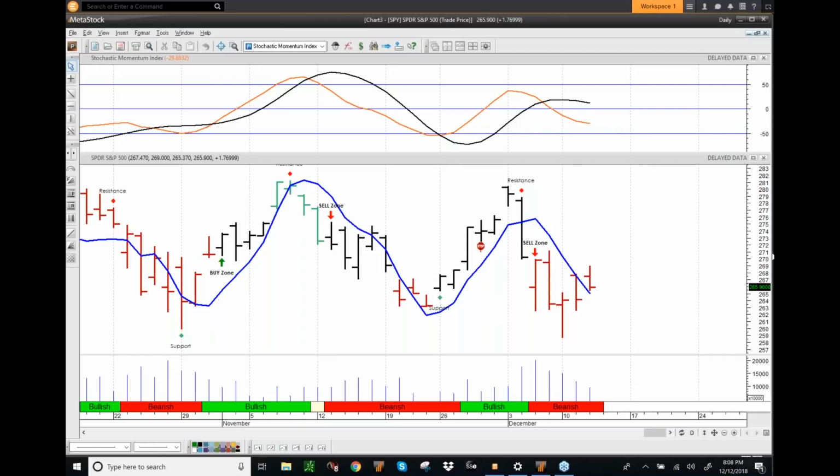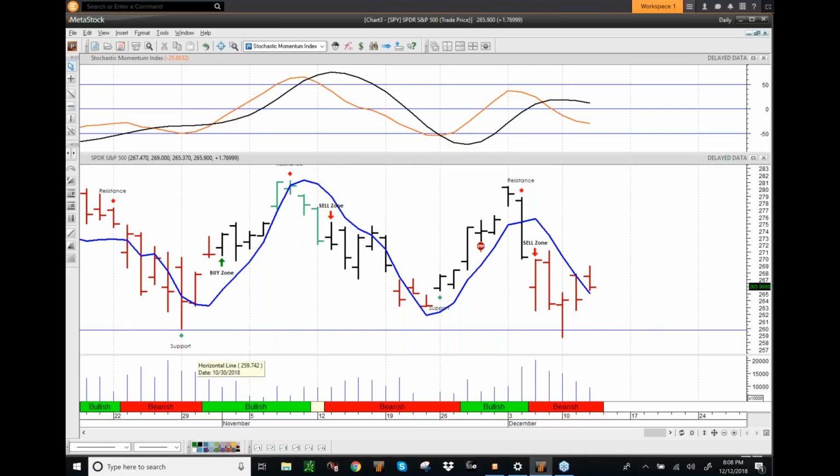So for instance, what we would look at down here is a general support action. Support actions look like this green diamond.